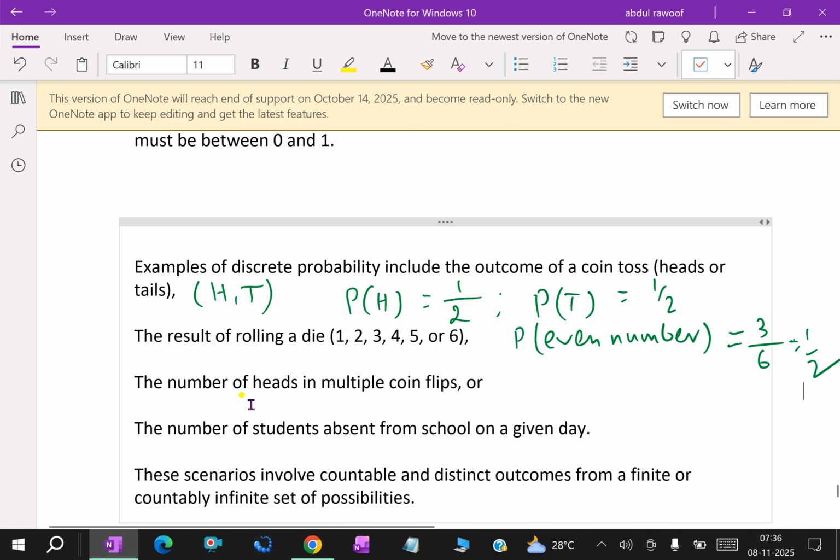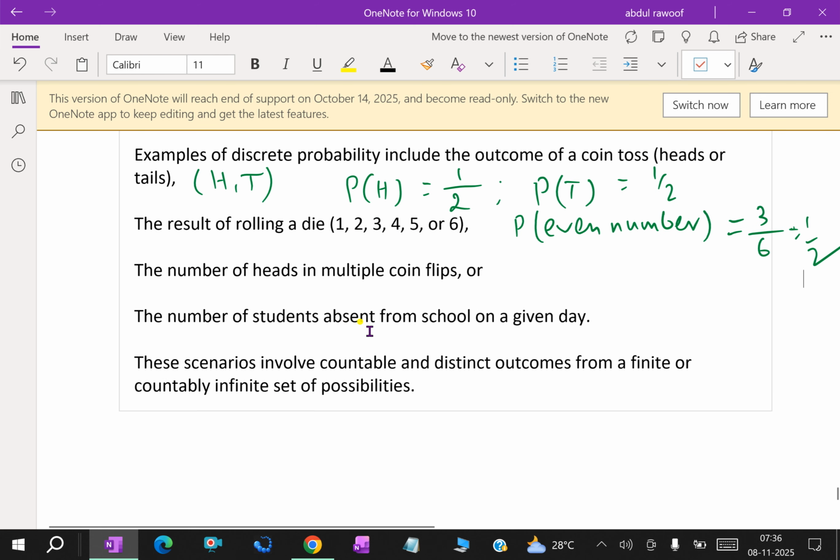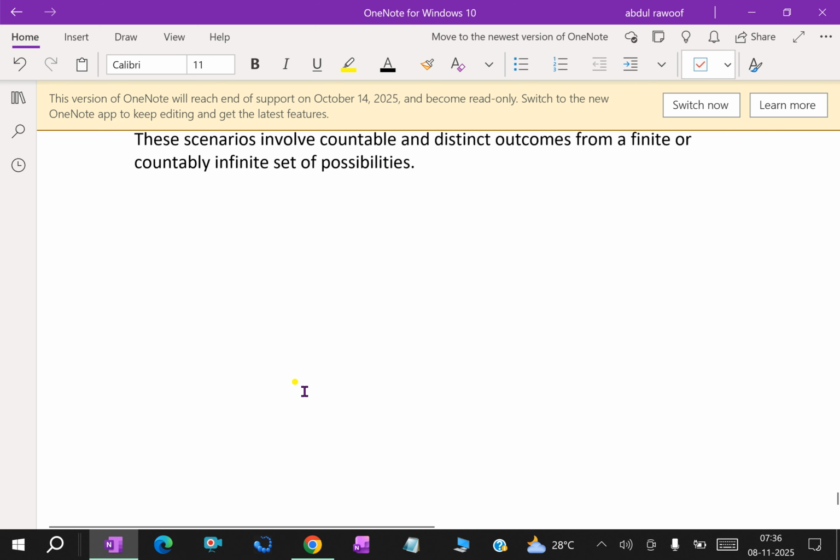Next example, the number of heads in multiple coin flips. The number of students absent from school on a given day: the total number of students is the sample, so the number of students absent divided by the total number of students is the probability of an absent student. These scenarios involve countable and distinct outcomes from a finite or countably infinite set of possibilities. Now let us deal with some more examples.